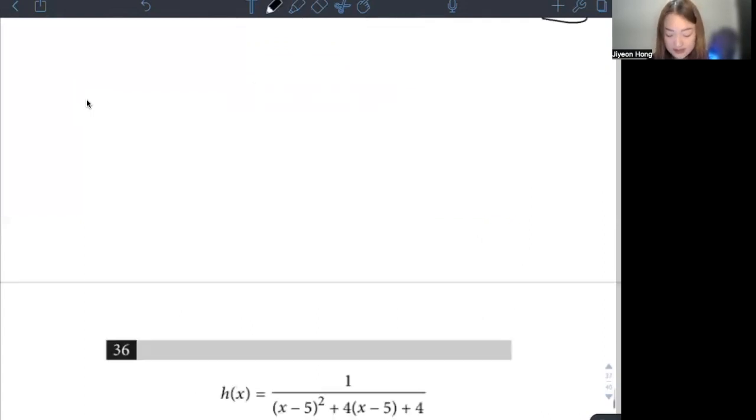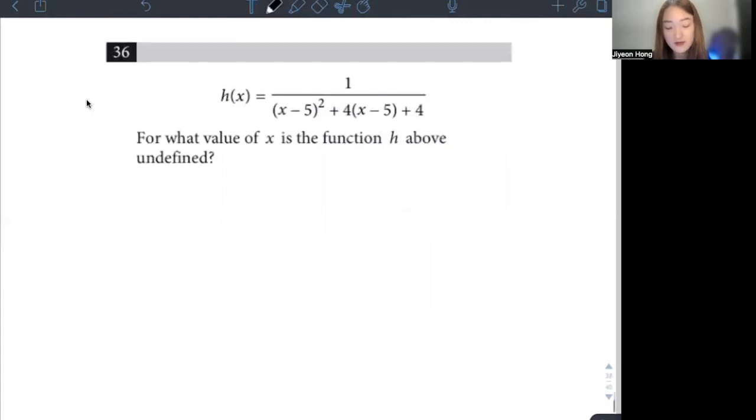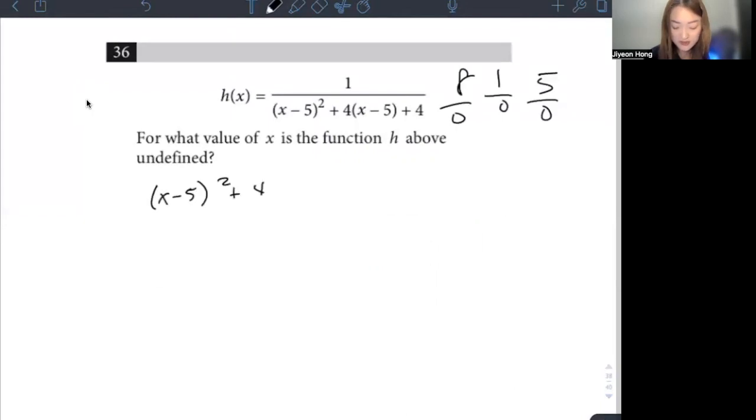All right, 36. For what value of x is the function h above undefined? So for a fraction or a function that looks like a fraction, you have to know that it is undefined when the denominator is equal to 0. So like when it's 1 over 0 or 5 over 0 or 8 over 0, that's when it's undefined. So you have to know that first and then solve for the denominator x minus 5 squared plus 4 times x minus 5 plus 4 to equal 0.